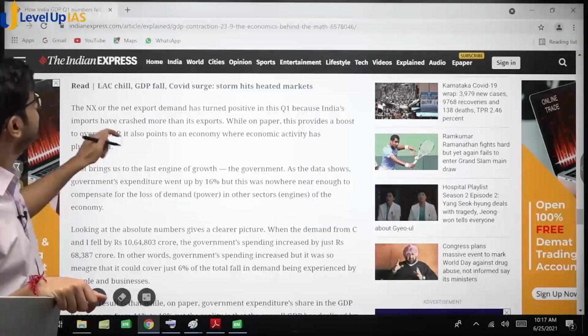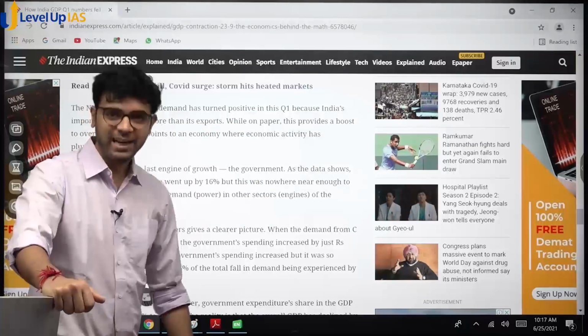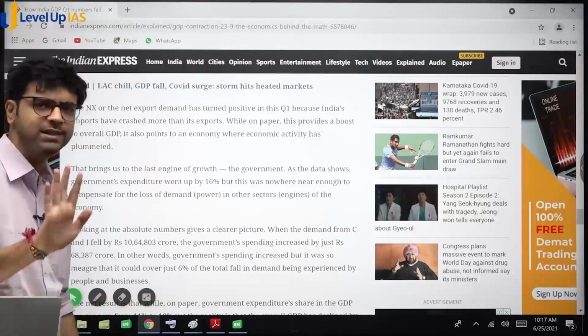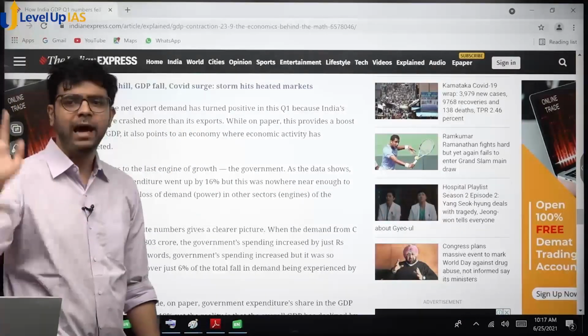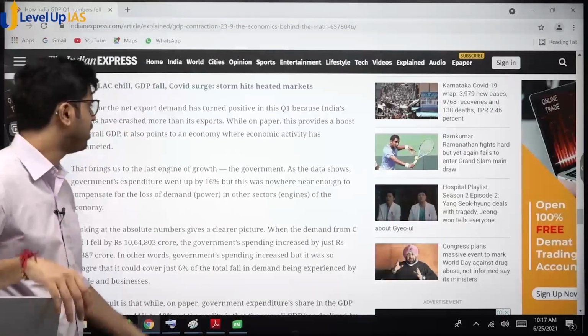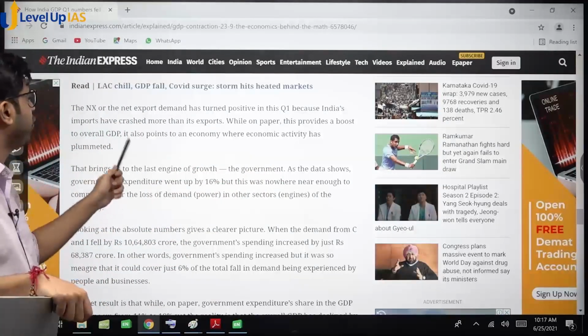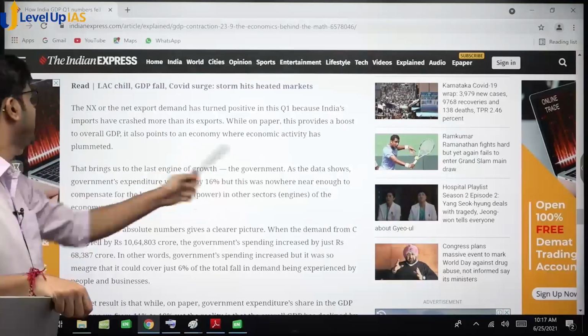NX has turned positive. NX has turned positive because India's imports have crashed more than its exports. Do you understand this? Plus X minus M, M has become smaller, X is now bigger than M. While on paper this provides a boost to overall GDP, it also points to an economy where economic activity has plummeted.